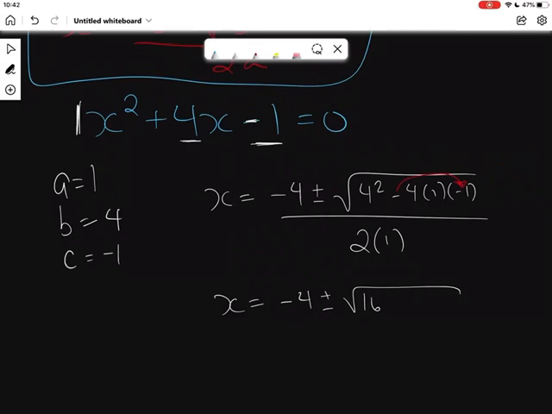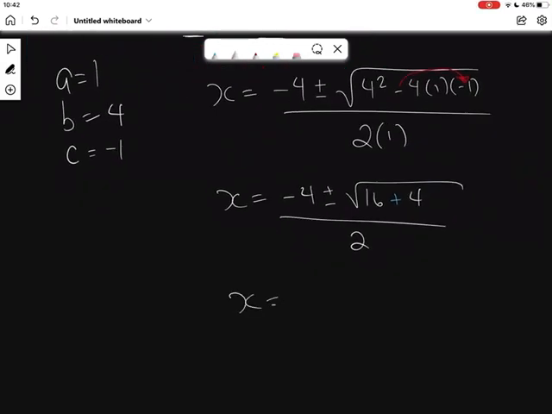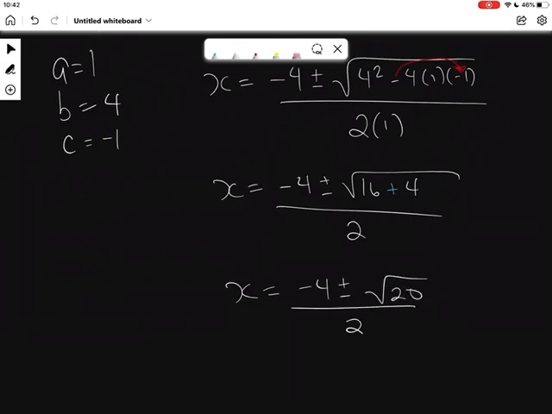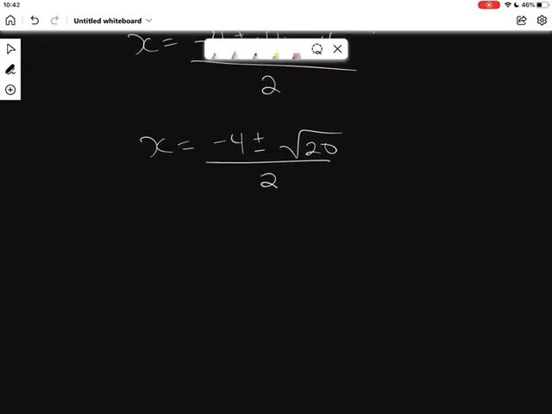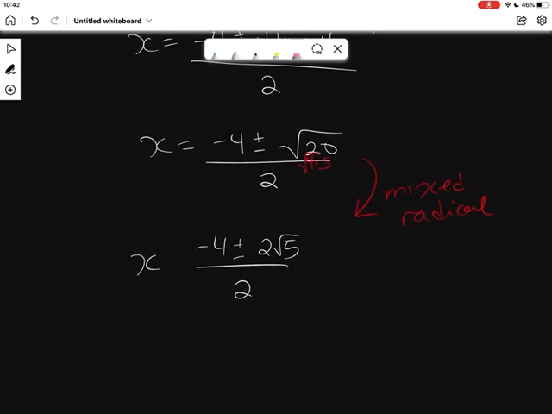Because I am multiplying this negative 4 by this negative 1, I'm going to end up getting an addition statement. So this will actually just be plus. That'll be plus 4 over 2. And here I have negative 4 plus or minus the square root of 20 over 2. And in this step here, I'm actually just going to rewrite this as a mixed radical. So I'll have negative 4 plus or minus, in here I've got 4 times 5, and then I can take the square root of 4, which will give me 2 root 5, all over 2.